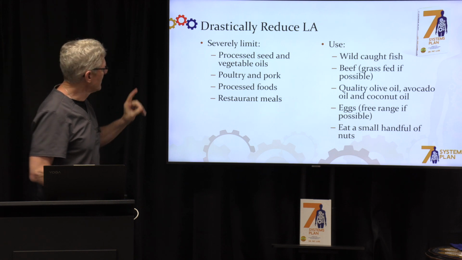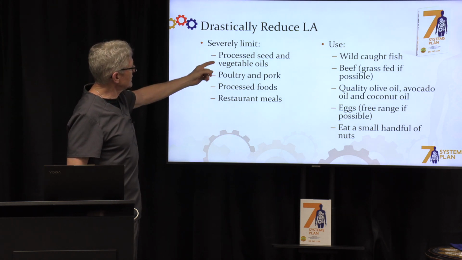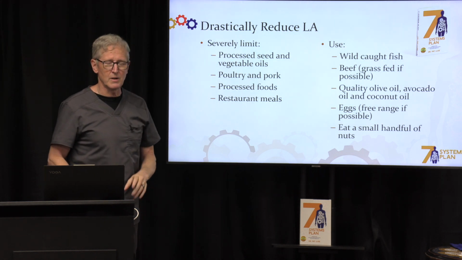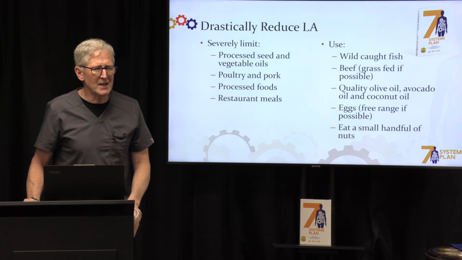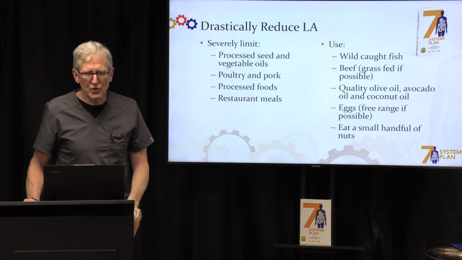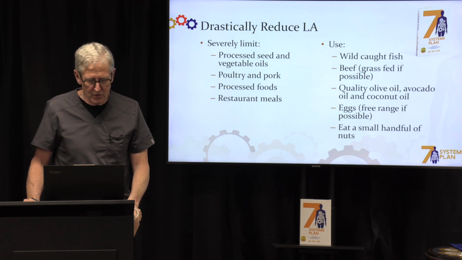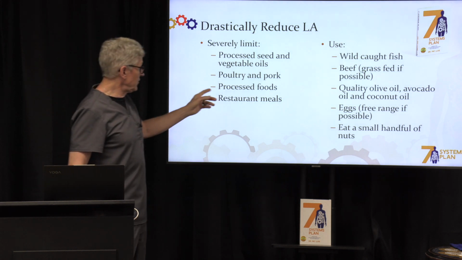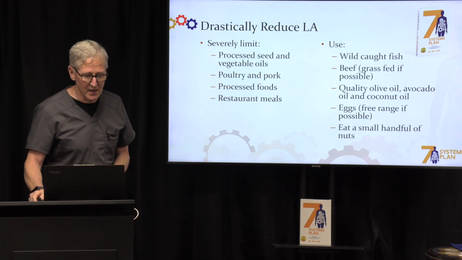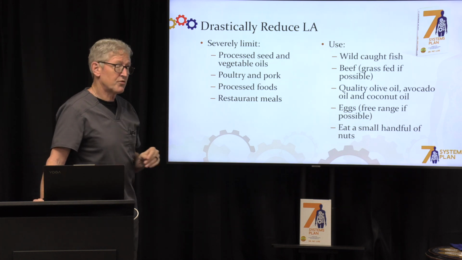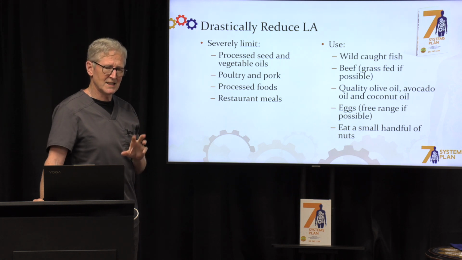And here's how you do that. Severely limit processed seed and vegetable oils. Get them out of your house. Pork and poultry, I'm not saying don't use these things, but they should not be your primary meat source. Processed foods, you know, are bad for you. They can have 50% LA in them. Restaurant meals frequently are loaded with omega-6 and LA fats.